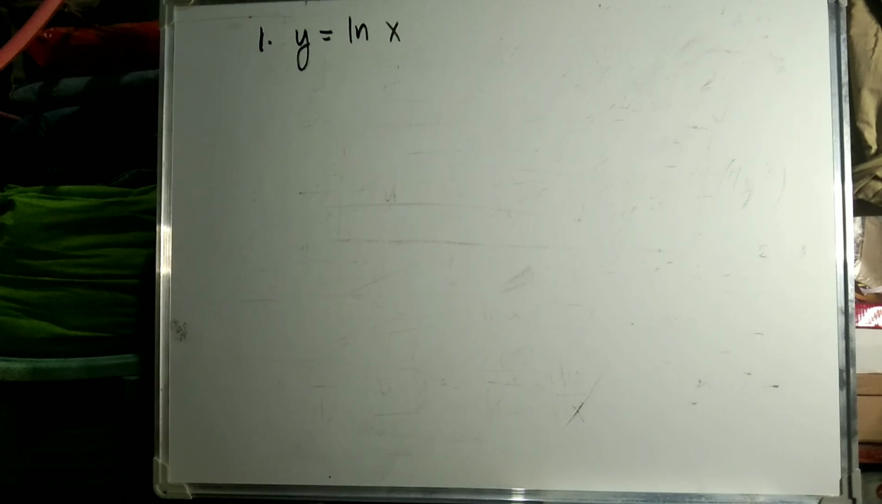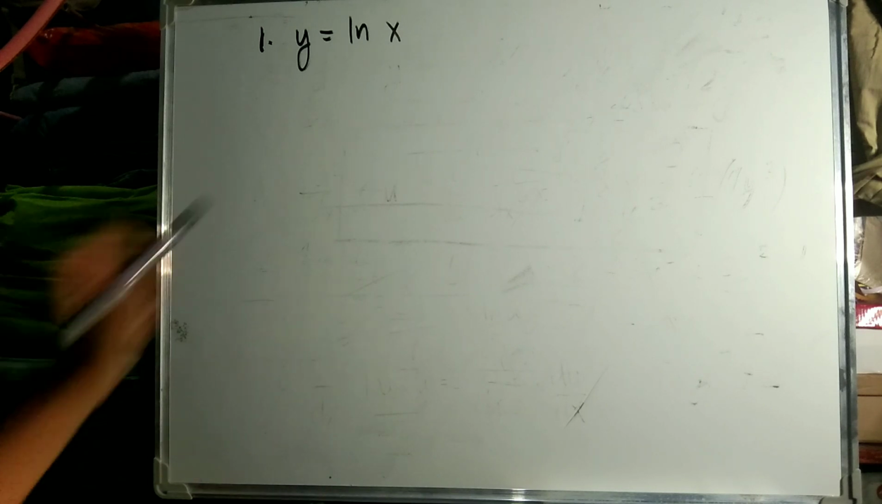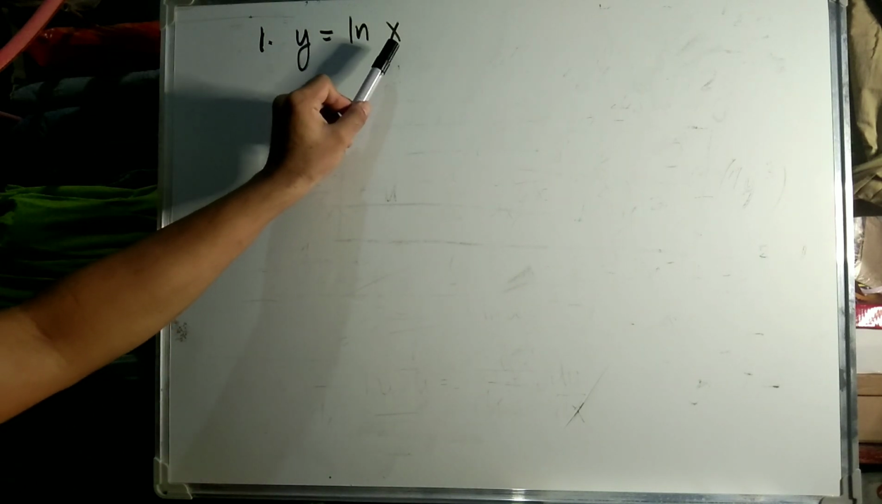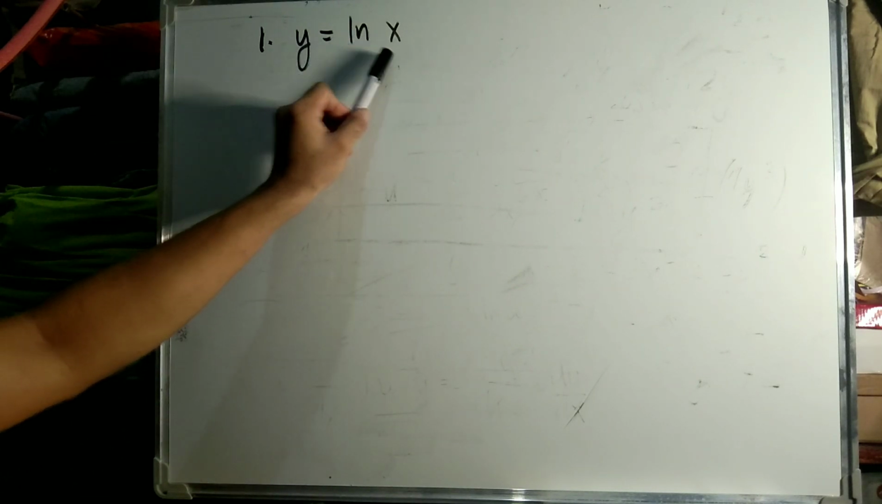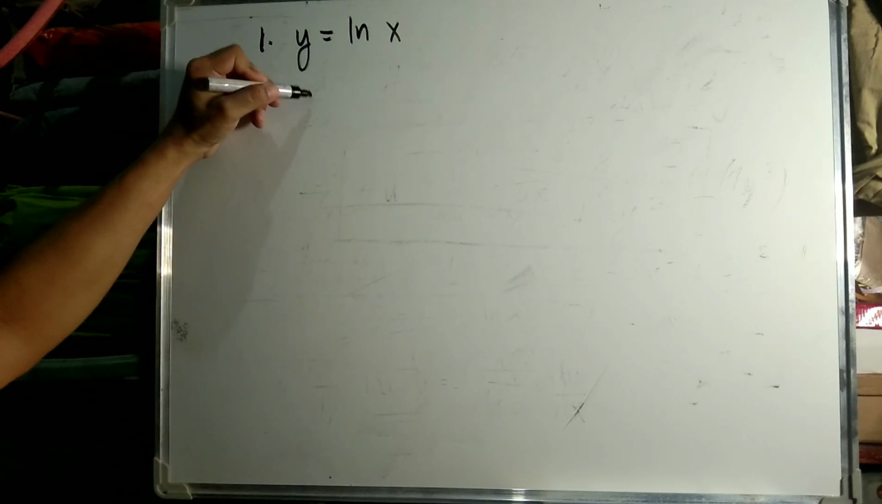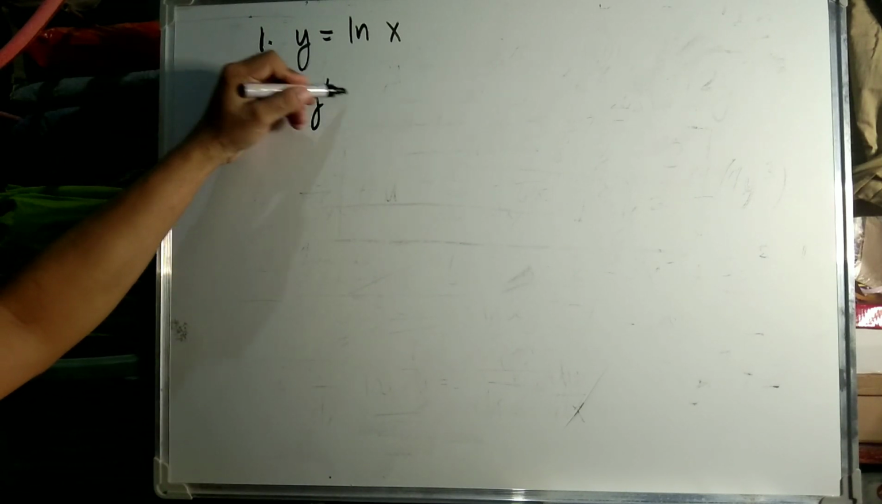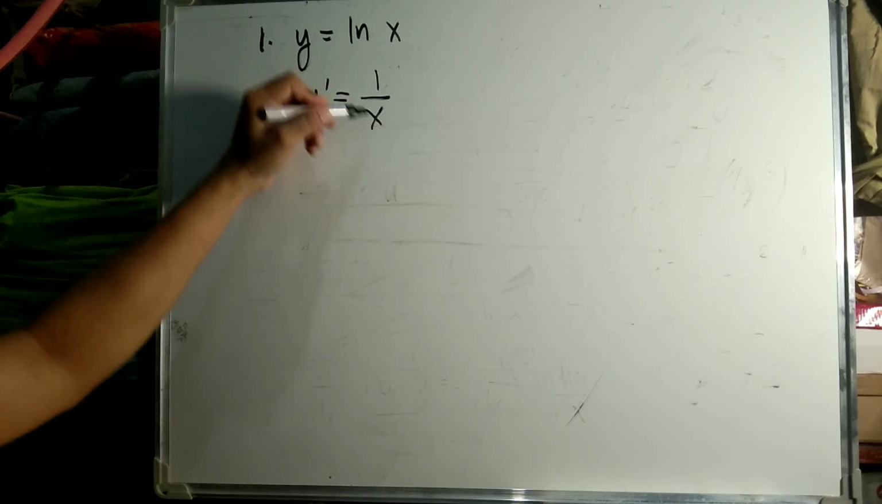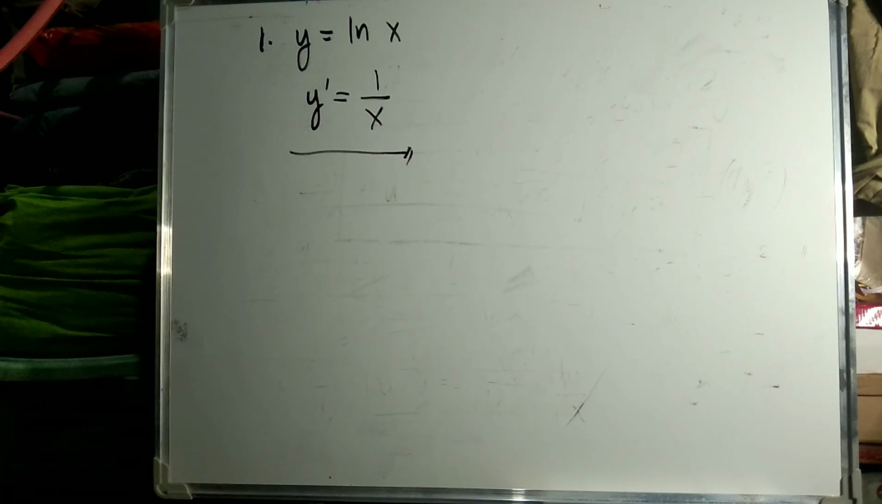Okay, so example number 1 natin, we have y equals ln x. So dun sa formula, kita naman natin na ang derivative ng ln x ay 1 over x. So automatic, nakakita rin ng ganyan na form o na function, kinuha yung derivative niyan, automatic, ang derivative niyan is 1 over x. So that is the final answer.